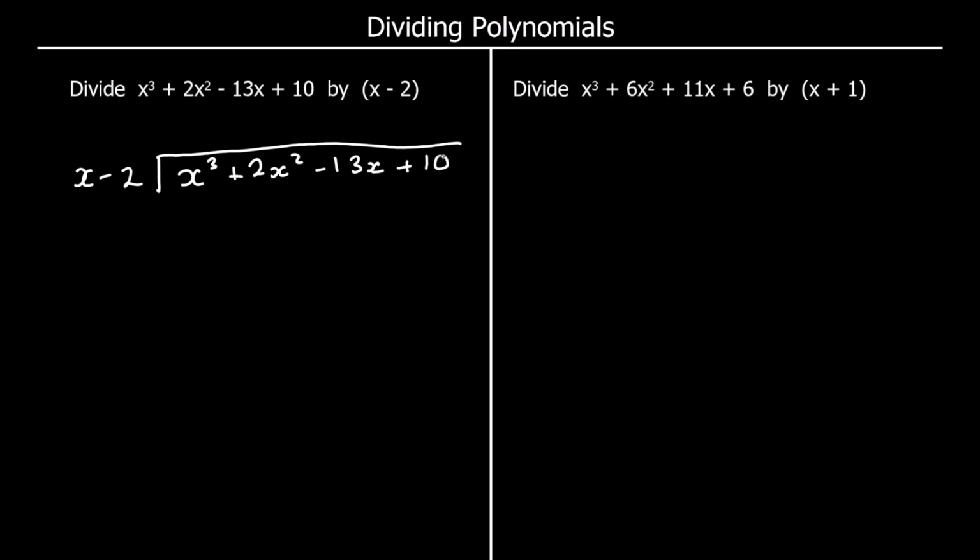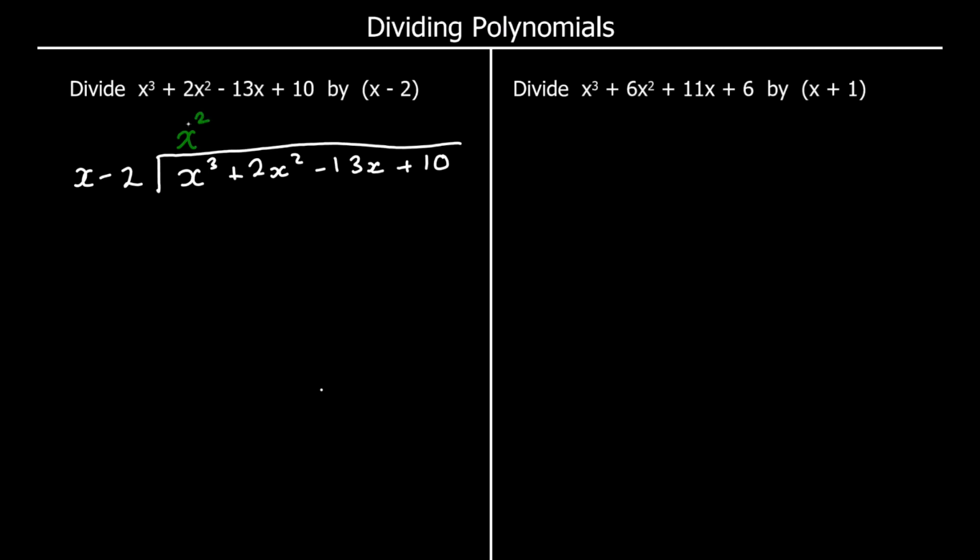So for this long division method, we are just following the same steps over and over again. Once you get used to it, once you practice, it comes quite easily. So x cubed divided by x is the first step. So the first term inside divided by the first term outside. X cubed over x is x squared.